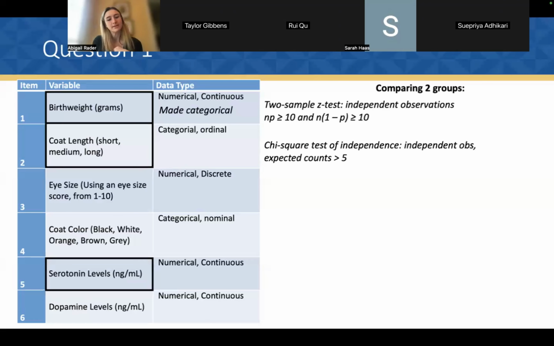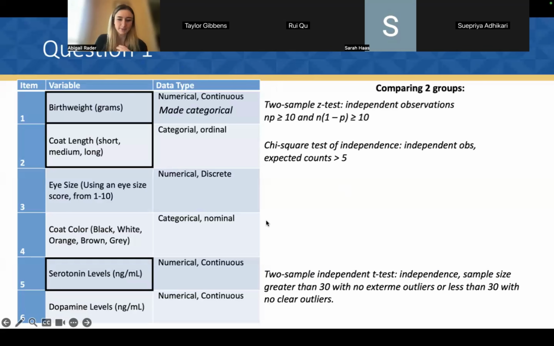Serotonin levels, now it's continuous, two groups, so it's going to be a t-test. And we have to specify that it's a two-sample independent t-test, then the assumptions. So here are the important things to remember when you're figuring out what test to use. It's not enough to just say that this is a z-test or this is a t-test. You have to specify the type.